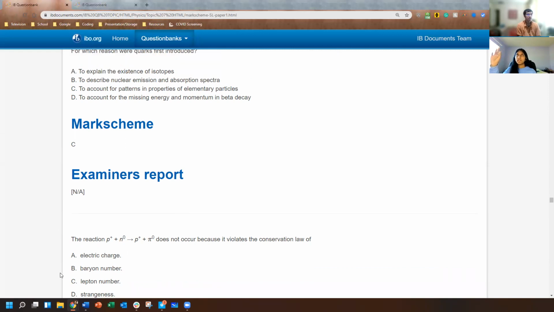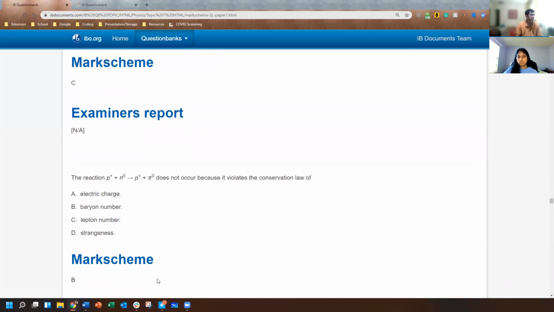Pion is a meson? It's a meson, yeah. Okay. I don't think you would need to know that. From what I remember, I saw a problem in which it just said that pion is a meson. So it helps to know that. Otherwise, it's not a lepton. There's no leptons, and strangeness is obviously 0. So I would say B makes the most sense.